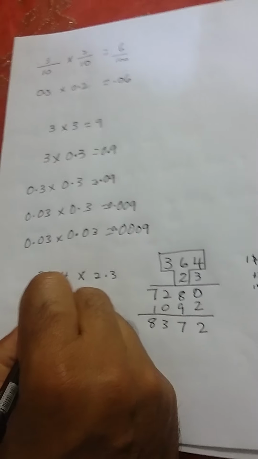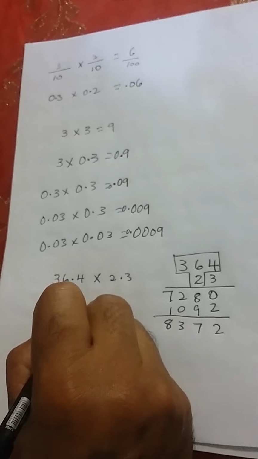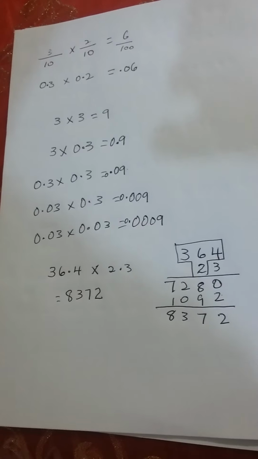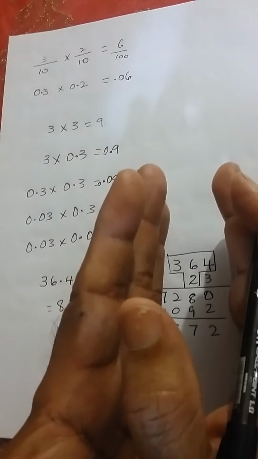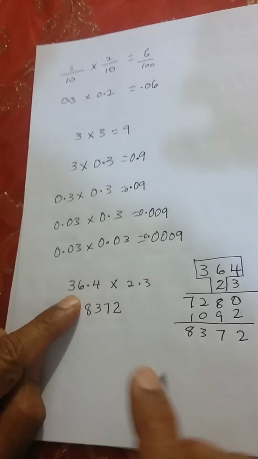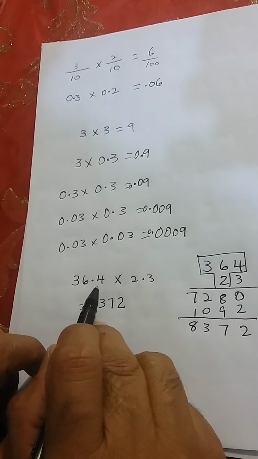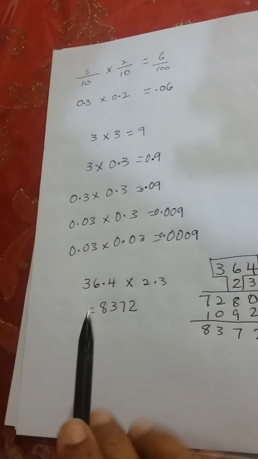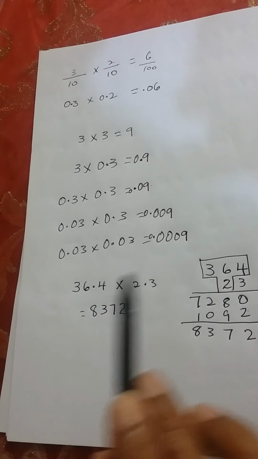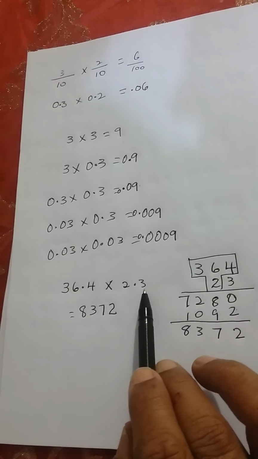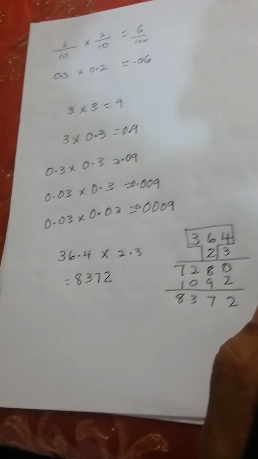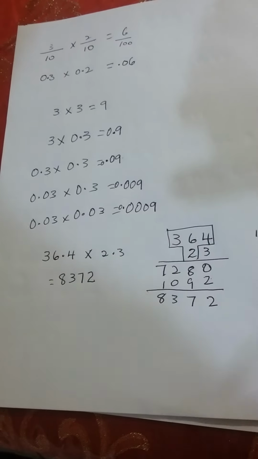So we got 8, 3, 7, 2. But we must not forget. We just forget about our point to multiply. But now that we have multiplied, we need to come back to our question now and check to see how many digits we have after the point. This is the point here, and we have 1 digit after the point here. And this is the point here, and we have 1 digit after the point here. So in all, we have 1 and 1, 2. 2 digits coming after the point.